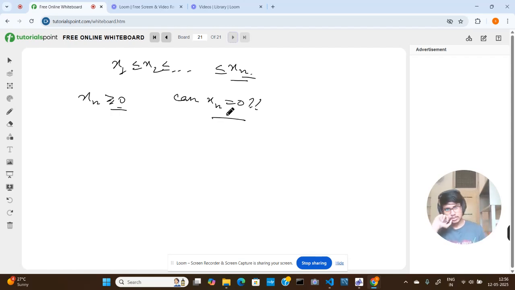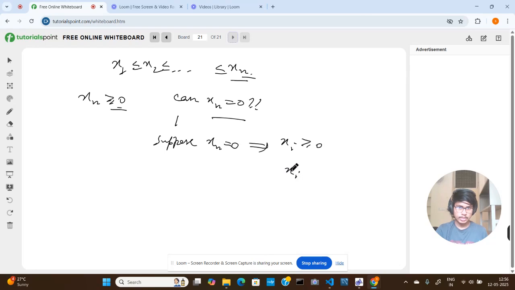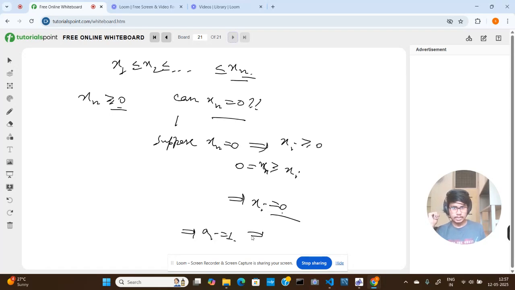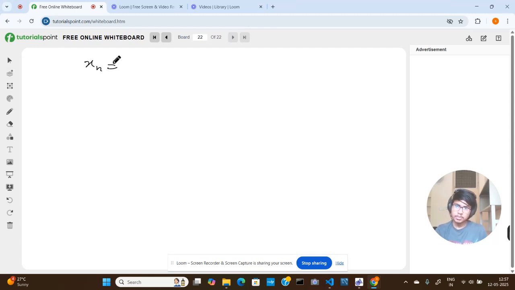Let's remove all the edge cases. Suppose xn equals 0. In that case, we know all the xi's are greater than or equal to 0 and all the xi's are less than or equal to xn, which is equal to 0. That will mean all the xi's are equal to 0, which will mean the ai's are equal to 1, and then summation ai will be equal to n, and product of ai will be equal to 1. And as n is greater than or equal to 3, you can see that these two can't be equal. So this implies xn can't be equal to 0, which means xn is greater than or equal to 1.